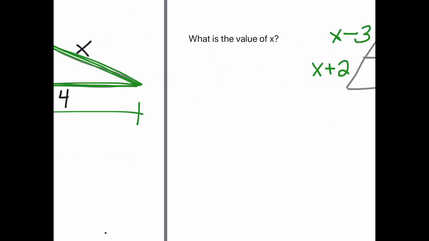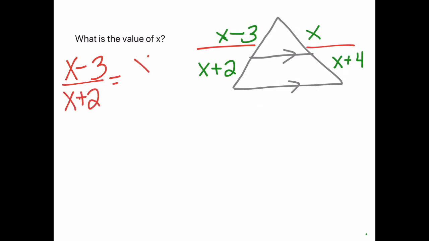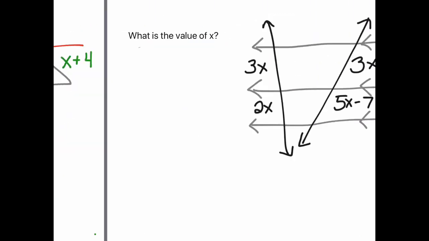And now we move on to this question, which wants to know the value of x. What we learn is that the parallel lines here actually break these into proportions, just like this. So you can set this up as x minus 3 over x plus 2 equals x over x plus 4. And then you use the cross product property and solve for x. And what you get is that x equals negative 12.